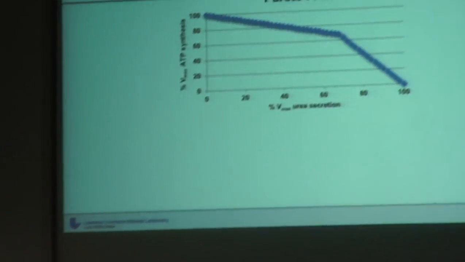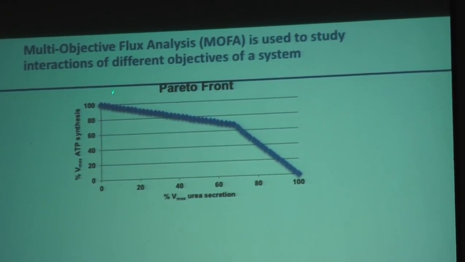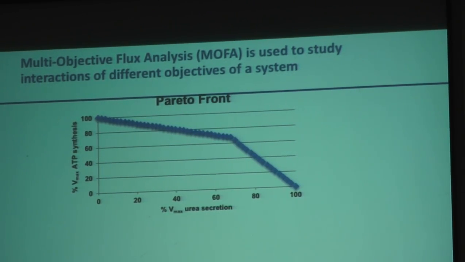And the result of these multi-objective analyses is what is called a Pareto front. A Pareto front is a situation where if you increase the value of one objective, it will result in diminishing the value of another. For example, here, if you increase the value of urea secretion, you will be reducing the value of ATP synthesis. That's a Pareto front.